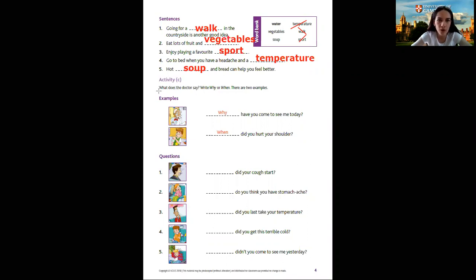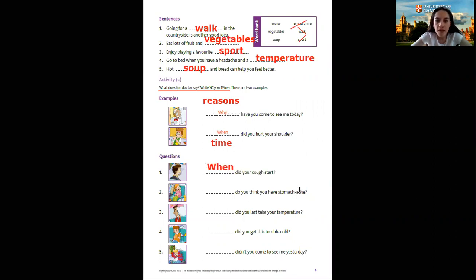What does the doctor say? Right, why or when? Remember that why is to ask for reasons, and when is to ask for time, okay? So let's see. When did your cough start? When? I want to know when. I want to know the time, no?